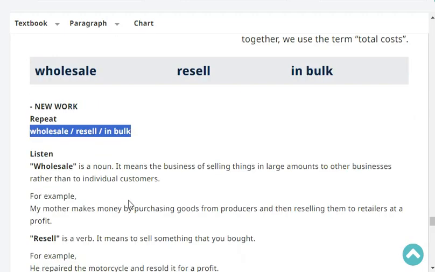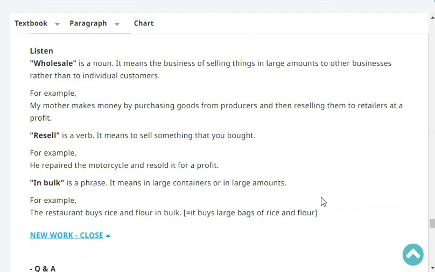Let's repeat: wholesale, resell, in bulk. Very good. Okay, listen, wholesale is a noun. It means the business of selling things in large amounts to other businesses rather than to individual customers. For example, my mother makes money by purchasing goods from producers and then selling them to retailers as a profit.